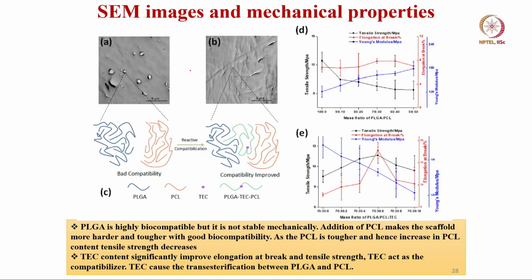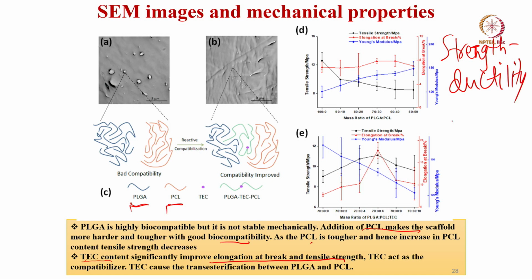Here people have used two different polymers, polylactic-co-glycolic acid and polycaprolactone. So what is the use? PLGA is highly biocompatible, but it is not mechanically stable. So addition of PCL makes the scaffold harder while keeping good biocompatibility. And then TEC content significantly improves the elongation at break. So you need to have a strength and ductility combination.